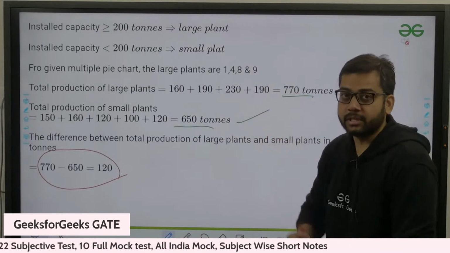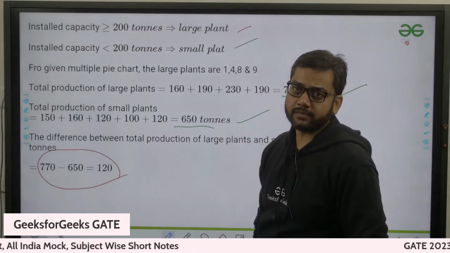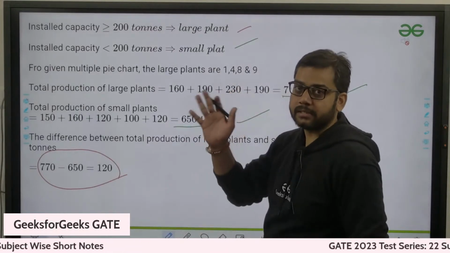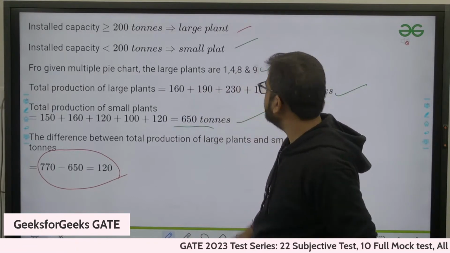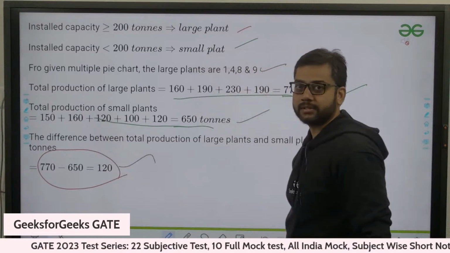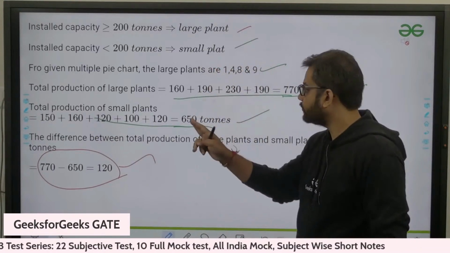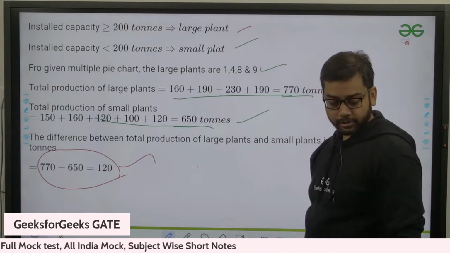But from your side you don't have to write this or this. Okay, you will not write this in the GATE examination. This is the thing that you need to understand in your mind. Only you have to write this and this. Your third step is this: you only have to write 3 lines, the first line, second line, third line. The answer is on your screen. The 120 is your answer.